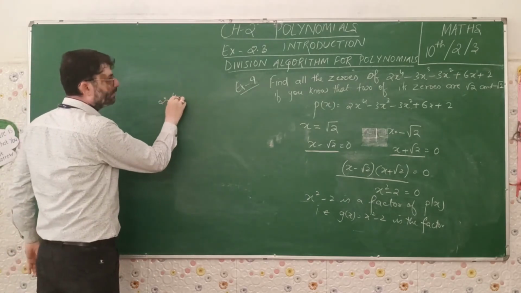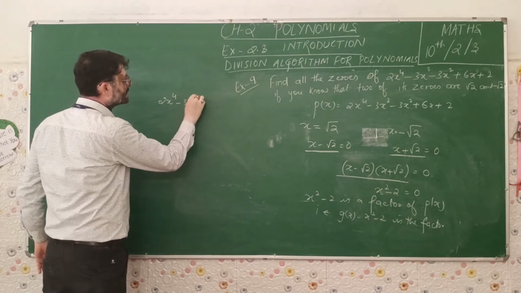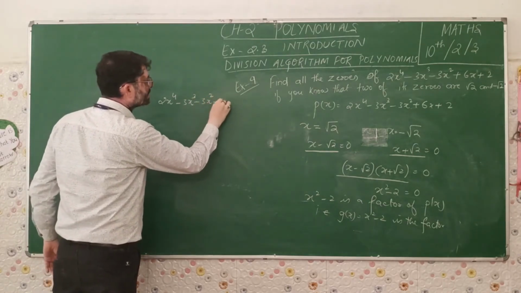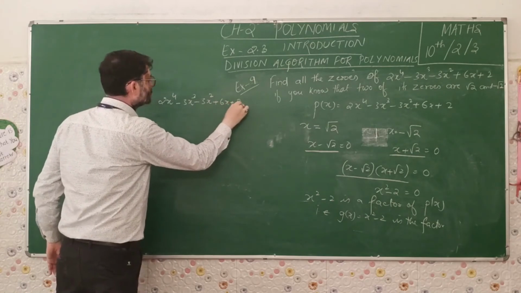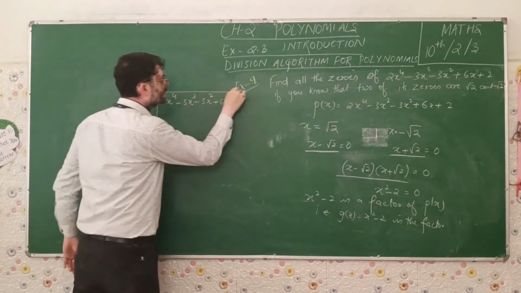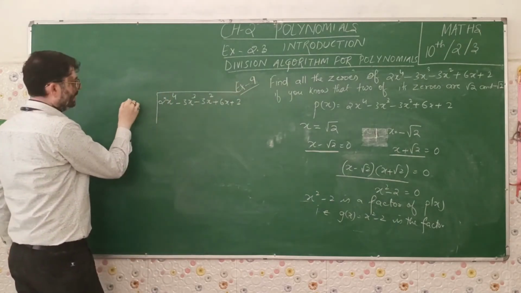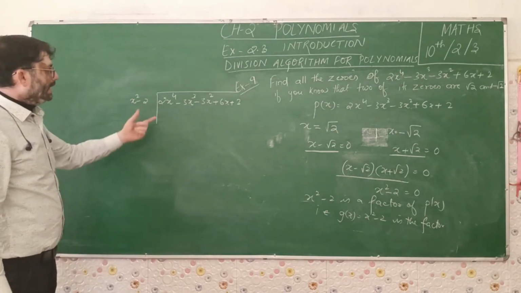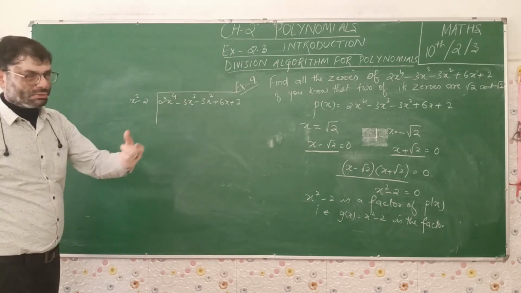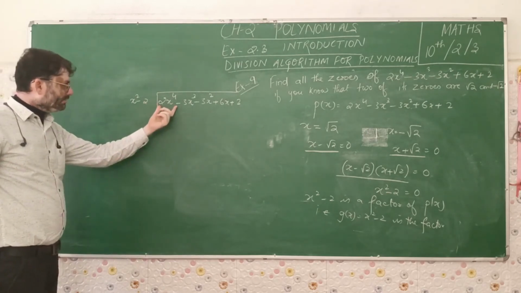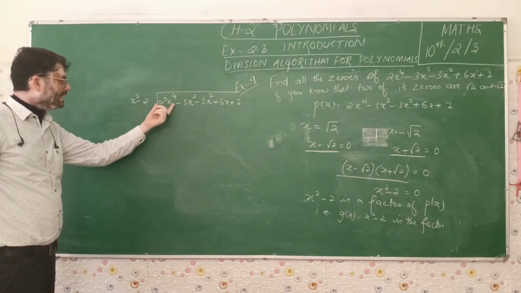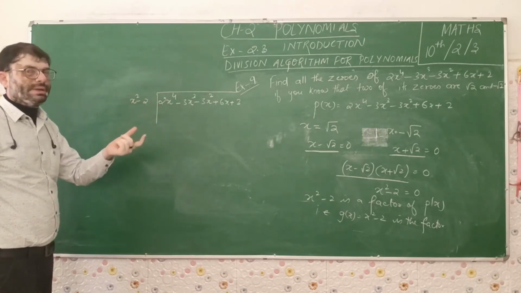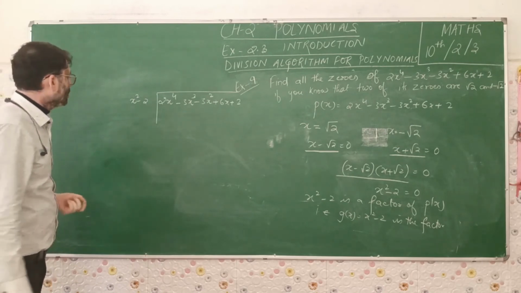2x to the power 4 minus 3x cubed minus 3x squared plus 6x plus 2, and it is to be divided by x squared minus 2. As I have told you in the division in the last two questions, concentrate on the first term, divide the first term of the dividend by the first term of the divisor, and the answer that we will be getting will be my first term of the quotient.